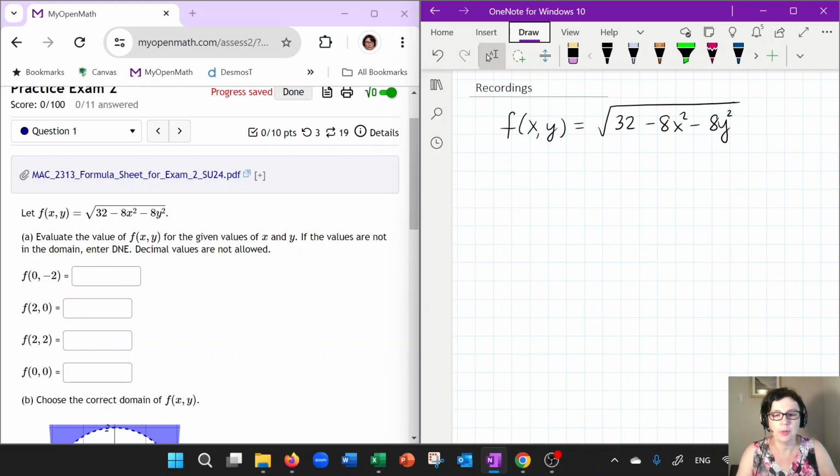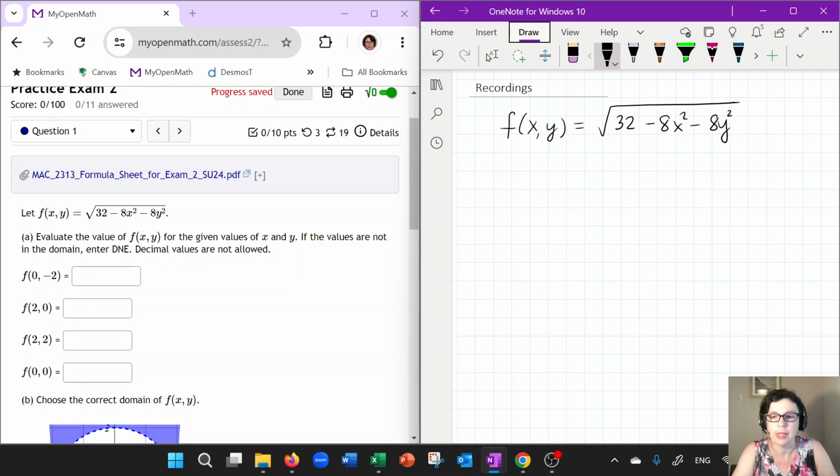Hello guys, this is question number 1 of practice exam 2, and in this question we are going to evaluate the values of a function, square root of 32 minus 8x squared minus 8y squared, and we're going to need to graph the domain of the function. This particular question is multiple choice, but on the test you will actually have to graph it by hand. Now, we need to know about the square root and also compare that with the natural log function.